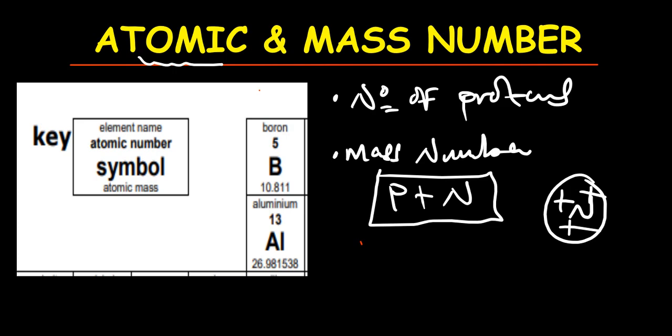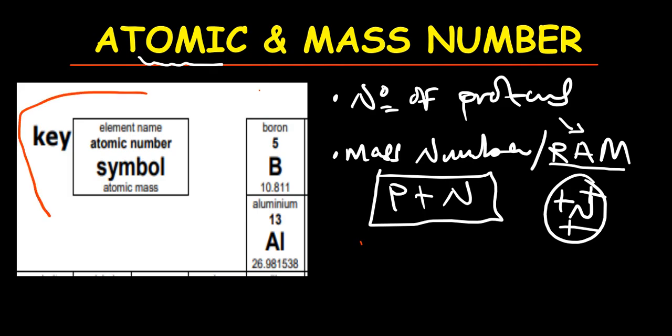So this mass number is also called the relative atomic mass, and we are going to look at this relative atomic mass when we are looking at the isotopes. When you go to your periodic table, you find something like this, which is a key. In between they put the symbol for the element, on top of it the element name, and then the atomic number or the number of protons, and down there we have the atomic mass.